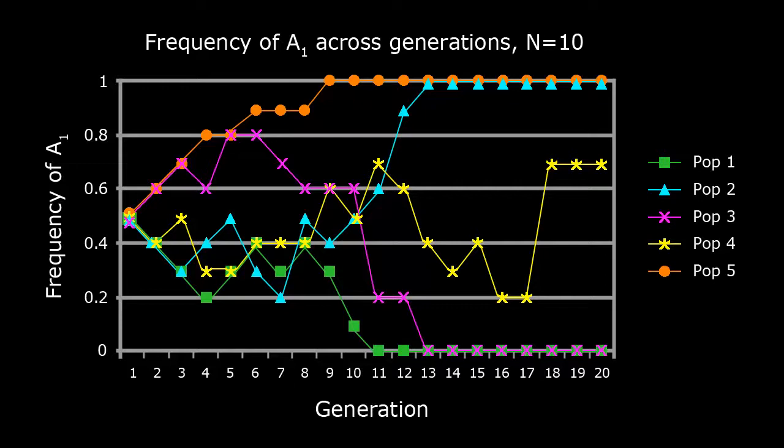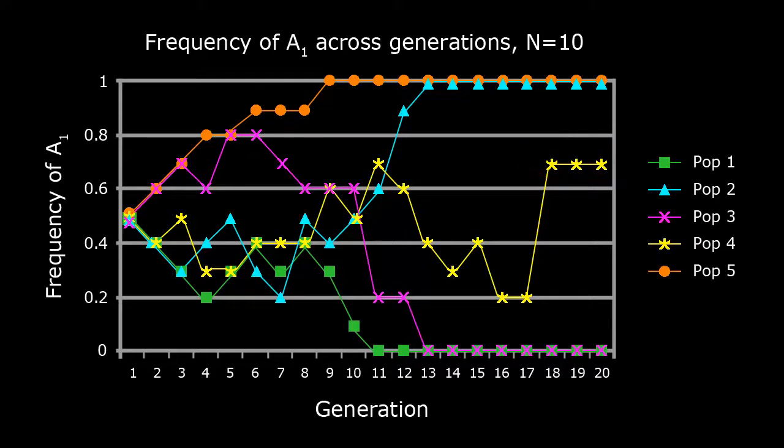You also notice here at the top of this graph that some populations, like population 5 and population 2, have A1 becoming fixed in the population. In other words, it is the only allele at that particular gene in the population, indicating that the other allele, A2, is gone. So we only have one population here out of our 5 that actually retains both alleles.